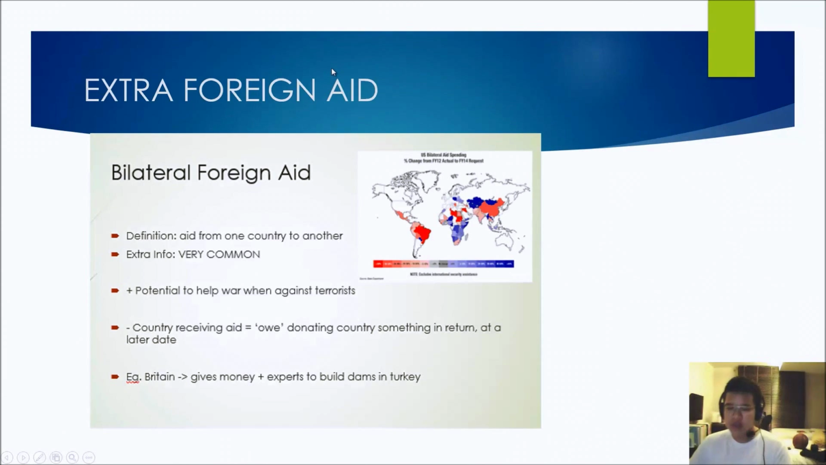There are 4 different types of extra foreign aid that our class has to learn. I don't know why, but it's good to learn more than one. So bilateral foreign aid, this is aid from one country to another, which links to most of these points, so this is more of a general type of foreign aid. However, a disadvantage of this could be countries receiving aid owe the donating country something in return at a later date. So basically it's like the bank, but they owe something in return. Might be money, might be something else.